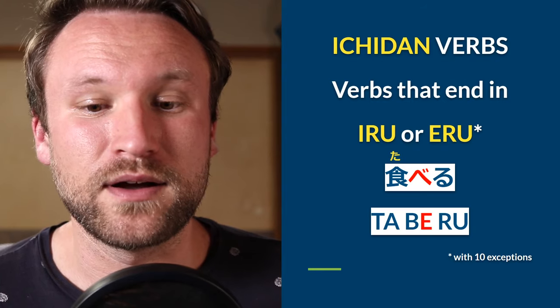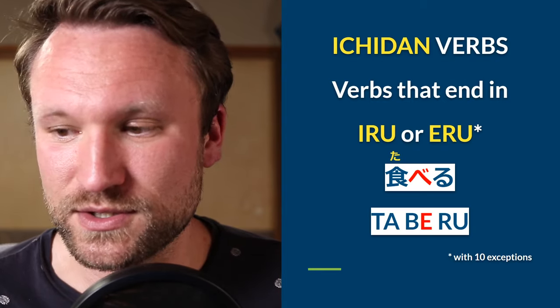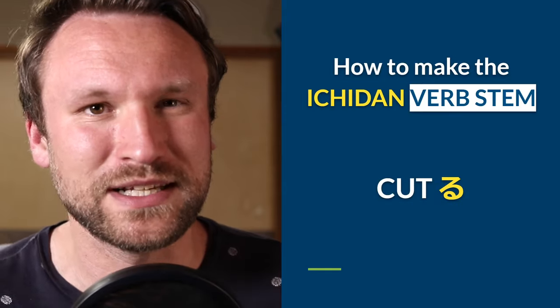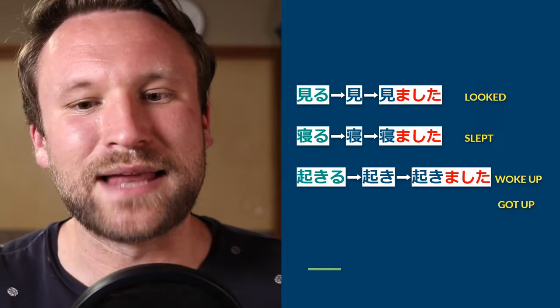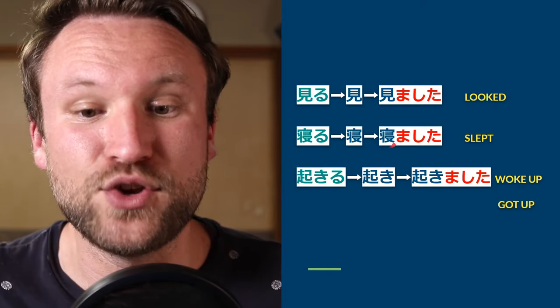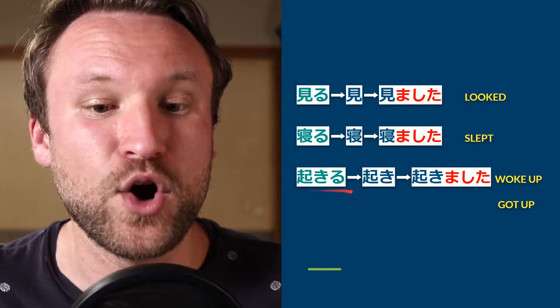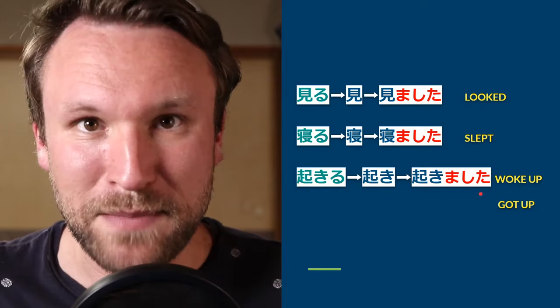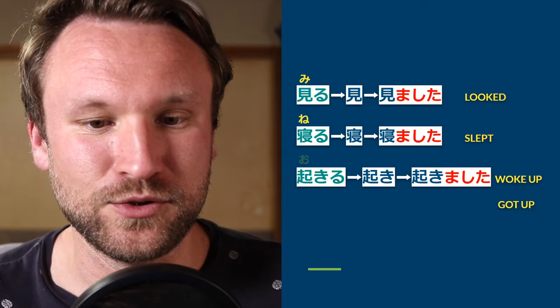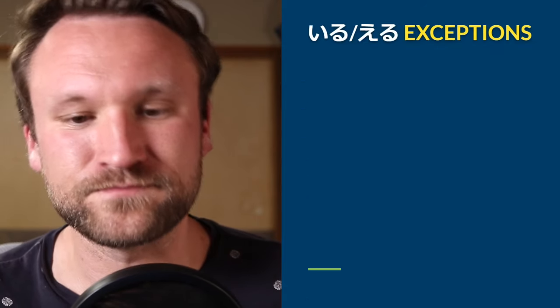So, happy news. To make the stem with an iru and eru ichidan verb, all you have to do is cut off the ru and add mashita. So, miru becomes mimashita, looked. Neru, nemashita, slept. Okiru, cut the ru, okimashita. And that's it. Woke up, got up, slept, looked. Oops, and there's our furigana.